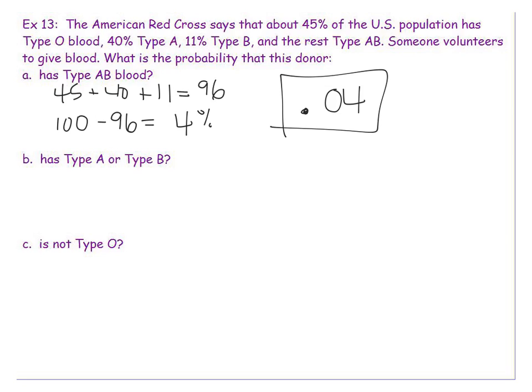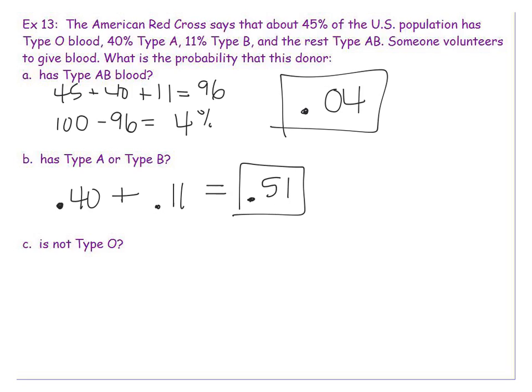What is the probability that the donor has type A or type B? Well, type A number was 40, so 0.40, or means add. Type B was 11%, or 0.11, for an answer of 0.51. That one's done.